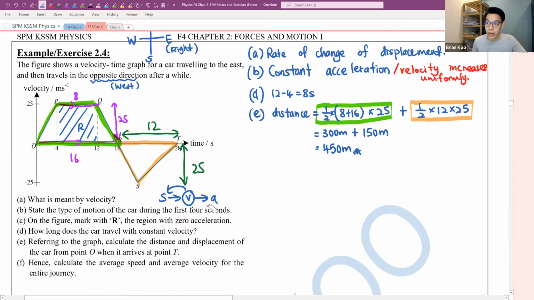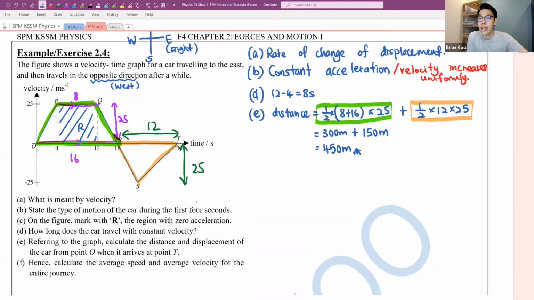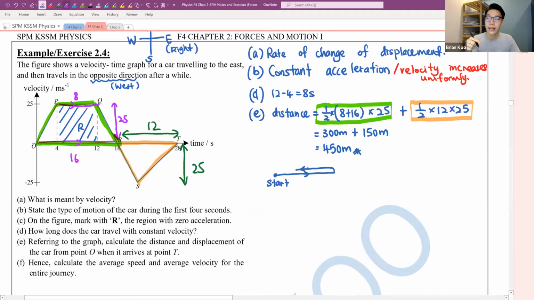Before you do displacement, maybe I want you guys to read again the question at the start there. They say that the car traveled to the east and then traveled in the opposite direction for a while. So if you were to draw it out, the situation actually goes like this. You start here, you go some distance, and then you come back.